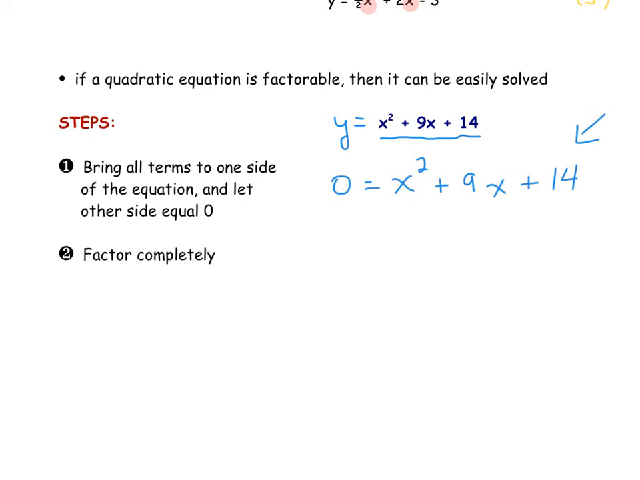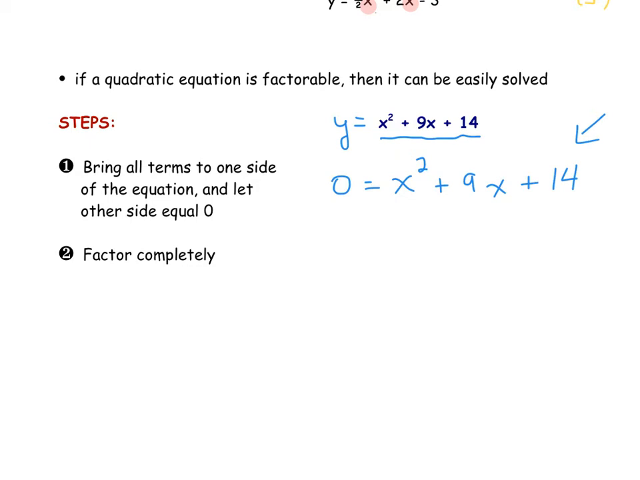Step number 2, factor completely. So remember to factor completely. You might want to revisit that factoring flow chart that I provided you with earlier in the unit. You'll remember that you always want to remove the common factor first, and then proceed to factor a trinomial, or we could even have a difference of squares, by whatever method is appropriate. So in this case, I see that there doesn't appear to be a common factor, and I can also tell that this is a simple trinomial because the coefficient of the squared term is 1.